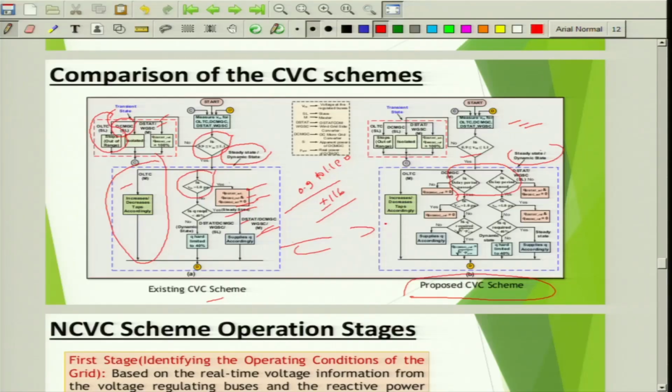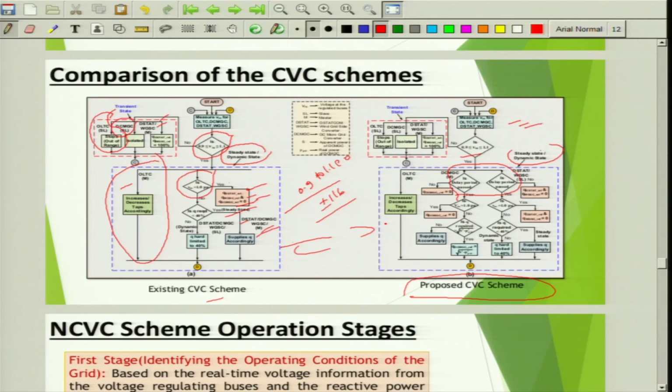Now, the question is how much delay to give. A small delay is expected. Let us say there are two possibilities. If you give too much delay, then it is not good from the system point of view. If you do not give any delay, then there is no difference between the existing scheme and the proposed scheme, which will not bring any improvement in the reactive power reserve. The voltage profile will also not be improved. So how much delay to insert is a very critical thing here.